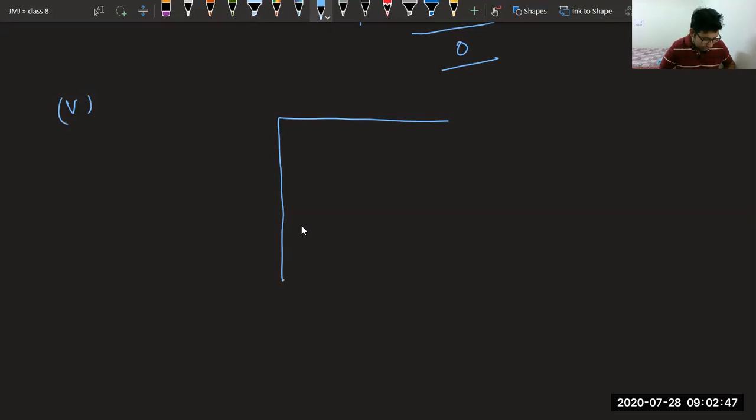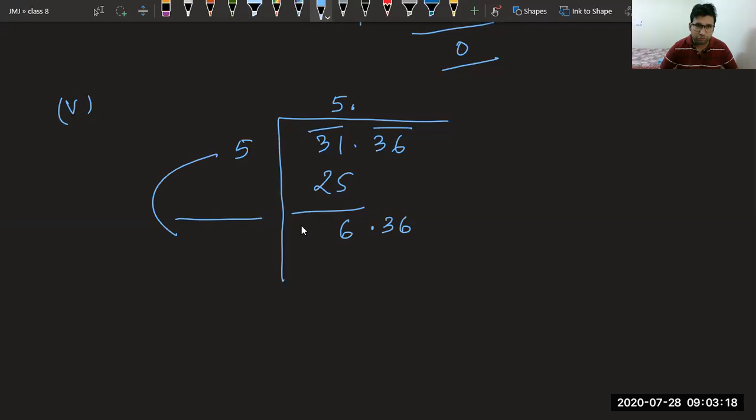Yes, Darpan. 31.36. Again, form the pairs from right to left, left to right. Rachit, please see what is the number whose square is less than or equal to 31. You will get 5 is the number. 5 5s are 25. 31 minus 25 will give you 6. Now we have 6.36. Rachit, now we will do twice of 5, that is 10.